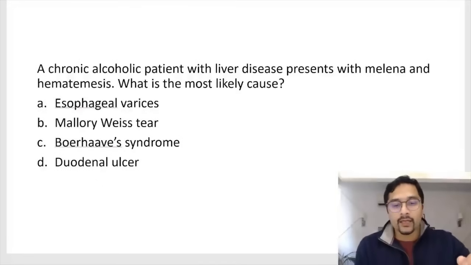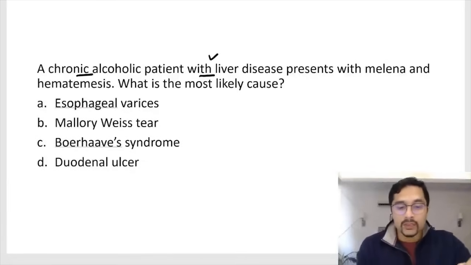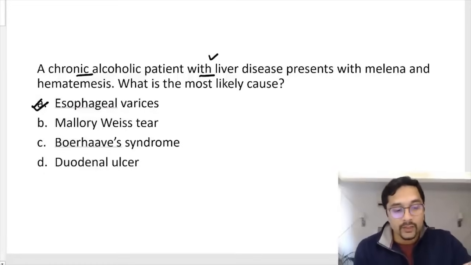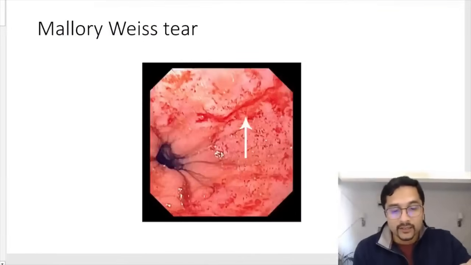A chronic alcoholic patient with liver disease presents with melena and hematemesis. What is the most likely cause? So chronic alcoholic liver disease, it is most likely due to esophageal varices, right? Hematemesis and melena, it is due to esophageal varices. So variceal bleeding can give rise to this.